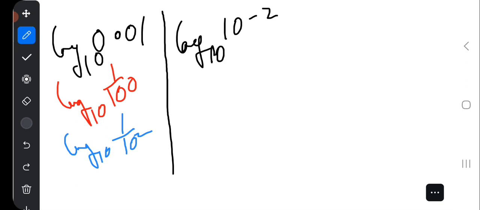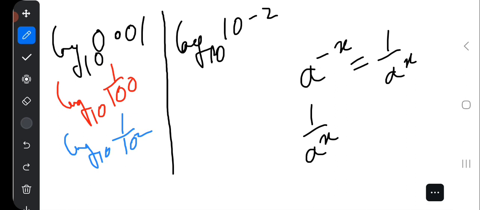What did I use over here? I used the formula a to the power minus x is equal to 1 by a to the power x. I used this formula in the reverse order. So basically it was 1 by a to the power x, like 1 by 10 square, and I wrote that as a to the power minus x. So 1 by 10 square, I wrote it as 10 to the power minus 2. This is a formula from the indices chapter. So I used that to get it up.